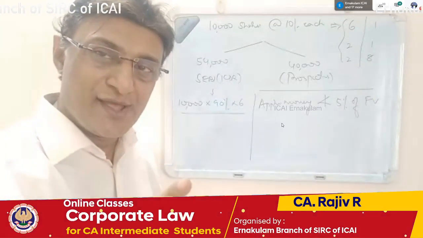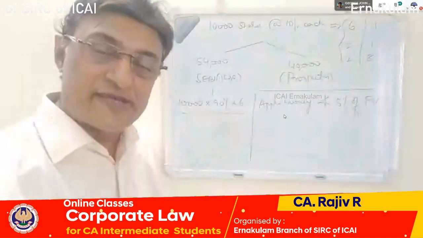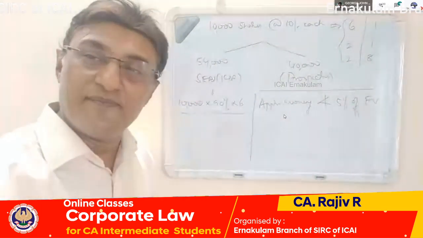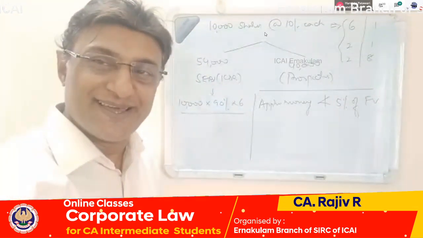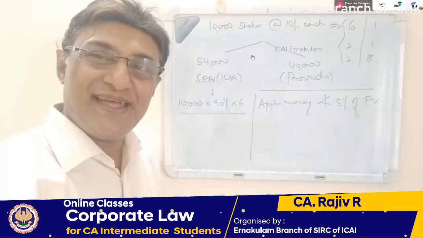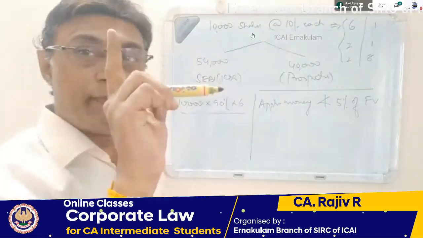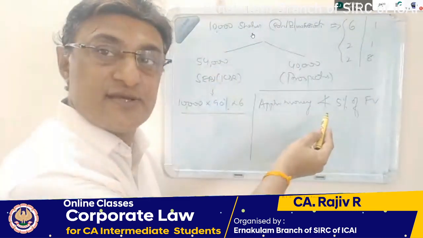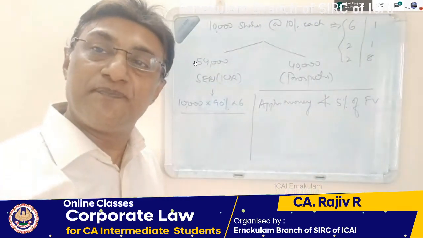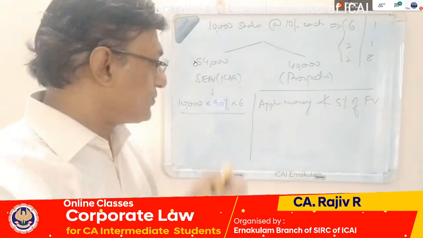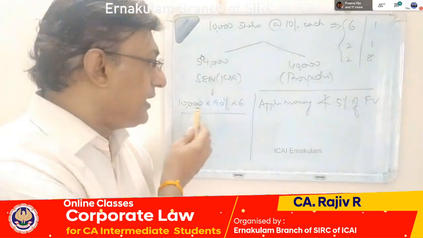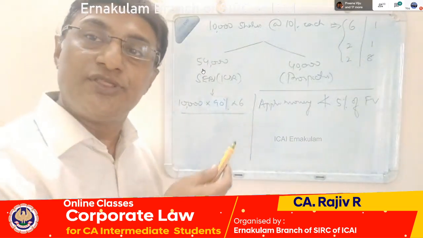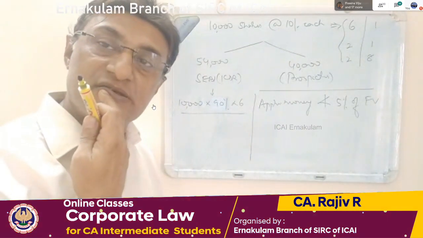I don't think your generation would have seen 50 paise. 50 paisa. 8 ana, 25 paisa. Have you seen it? 10% of 10 rupees is 1 rupee. 5% is 50 paise. So 10,000 into 90%, 9,000 into 50 paise, 4,500 rupees.